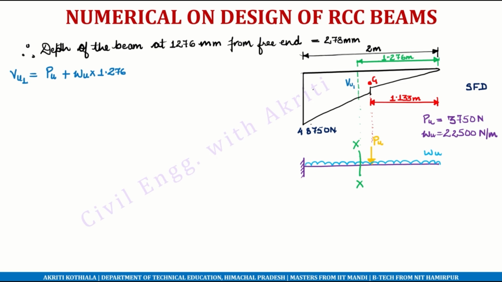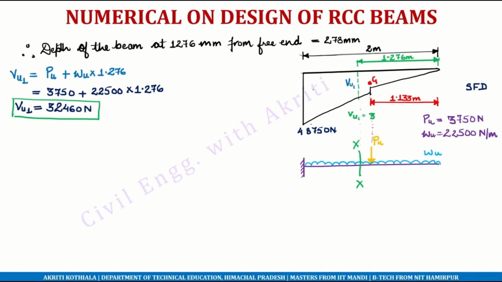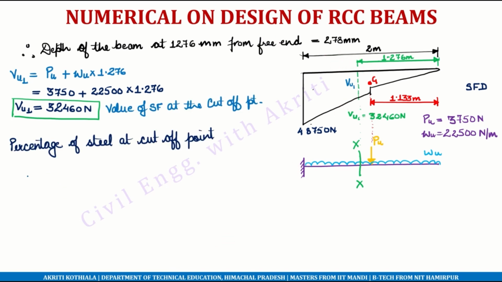So substituting the values in this equation, we get Vu1 is equal to 32460 Newton. So this is the value of shear force at the cutoff point. Now we'll calculate the percentage of steel at the cutoff point, which will be P is equal to 100 into As1 upon bt. So this As is corresponding to the cutoff point.